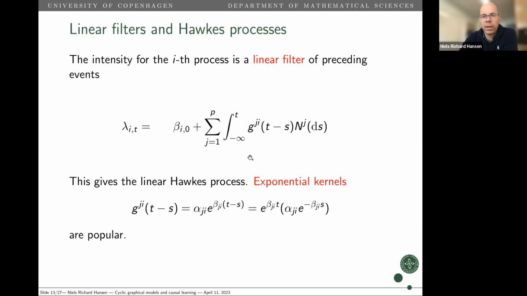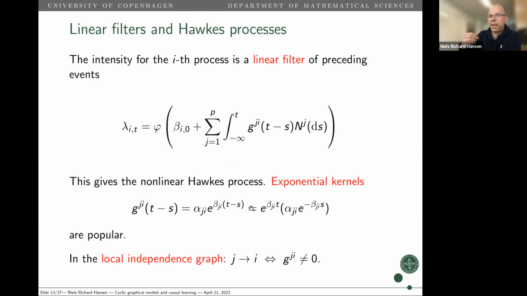Now, linear Hawkes processes have one deficit: they can really only act excitatory, because the intensity has to stay positive. So it's quite common also to wrap this linear filter into a nonlinear transformation. This gives us nonlinear Hawkes processes. This is a general model class often used in practice.